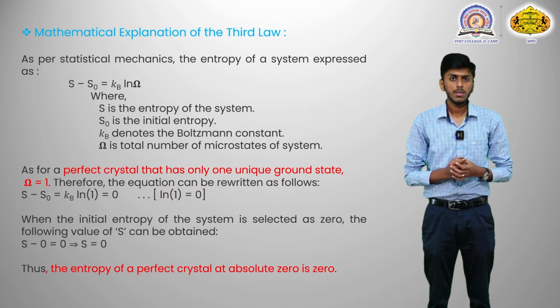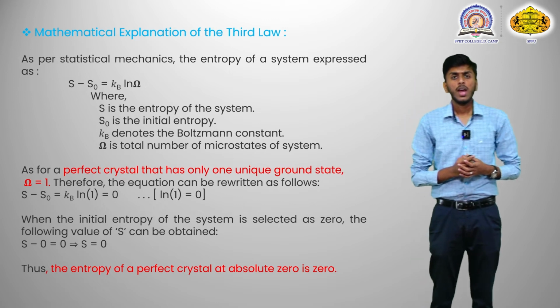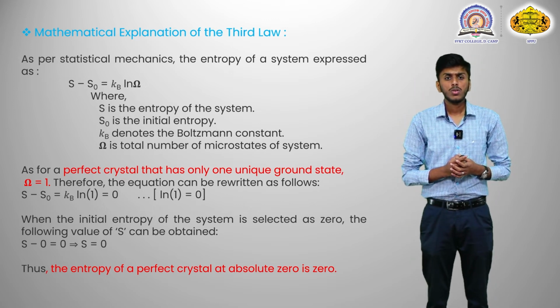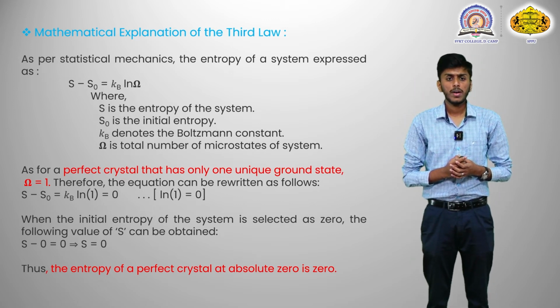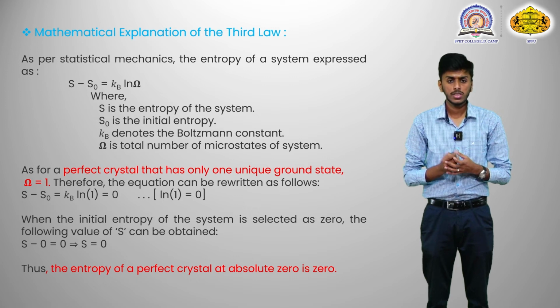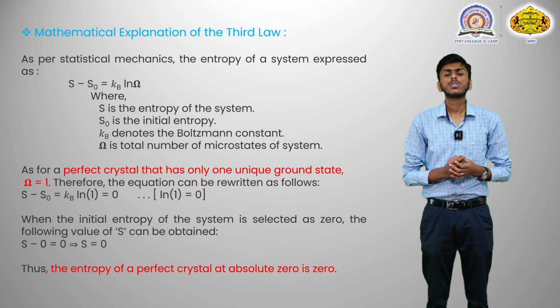As per statistical mechanics, the entropy of a system can be expressed as S minus S0 equals Kb ln omega, where S is the entropy of a system, S0 is the initial entropy, Kb denotes the Boltzmann constant and omega denotes the total number of microstates of a system. For a perfect crystal that has only one unique ground state, omega equals 1.